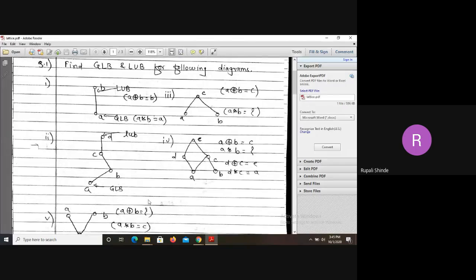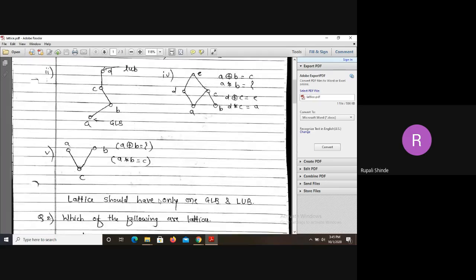Okay. So in this way we can check the greatest lower bound and least upper bound. And if both the elements are there, then only we can say that the diagram is a lattice. Otherwise, it is not. So here I have written one statement: a lattice should have only one greatest lower bound and least upper bound.